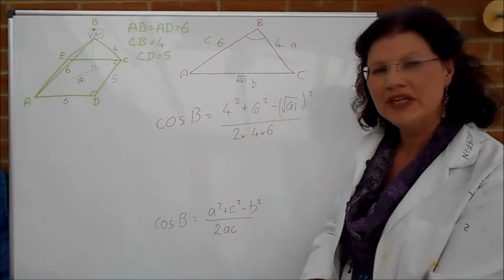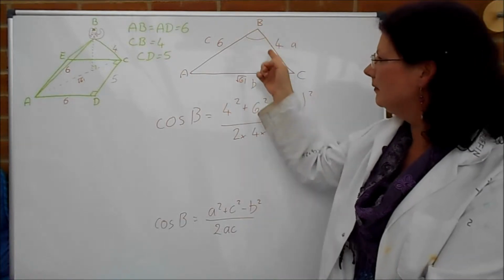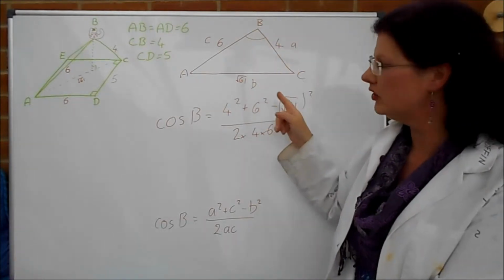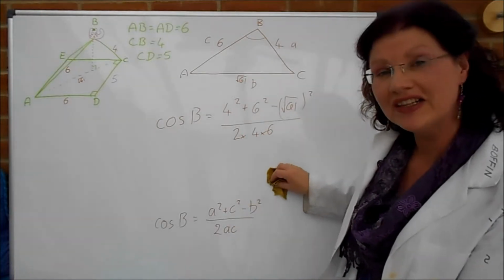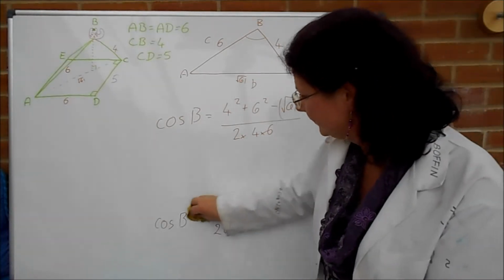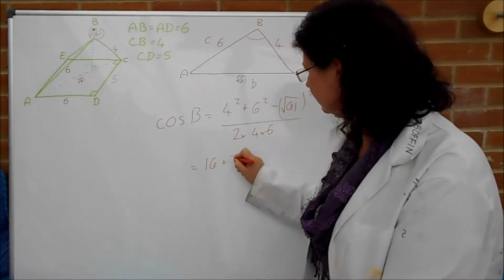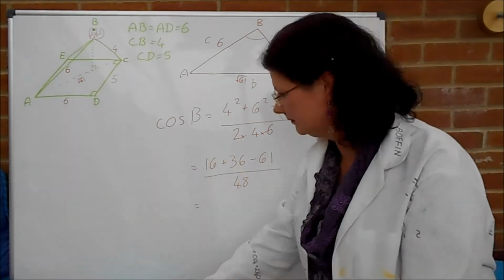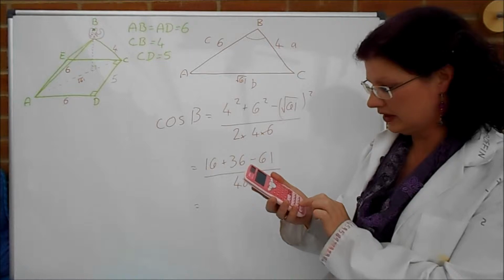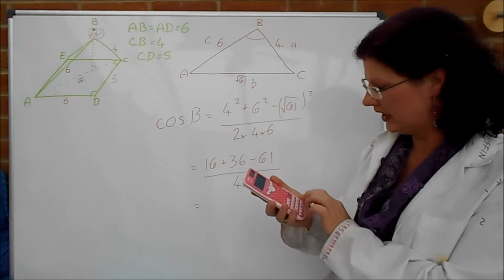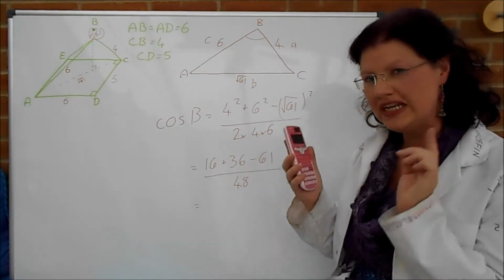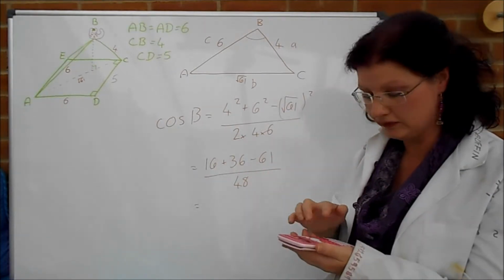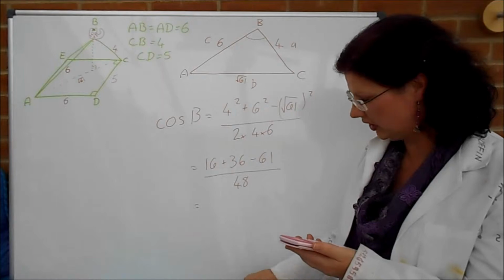Happy with that substituting in? For the value of b, labelling up the triangle in the standard way, I've used root 61 squared. So of course when I square that, that'll just be 61. So 16 plus 36, take away 61, equals that negative number, divided by 48 gives us a negative answer for the cosine of it, and then we're going to inverse cosine.